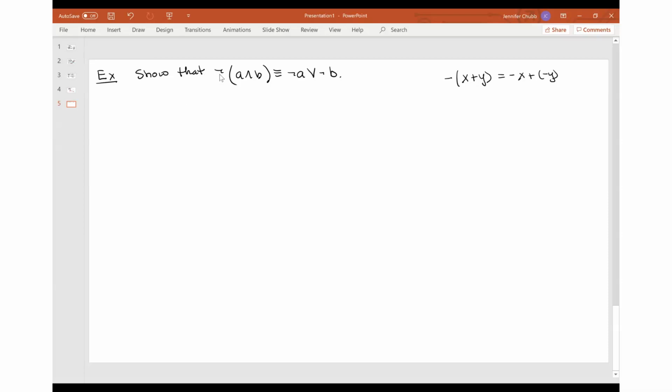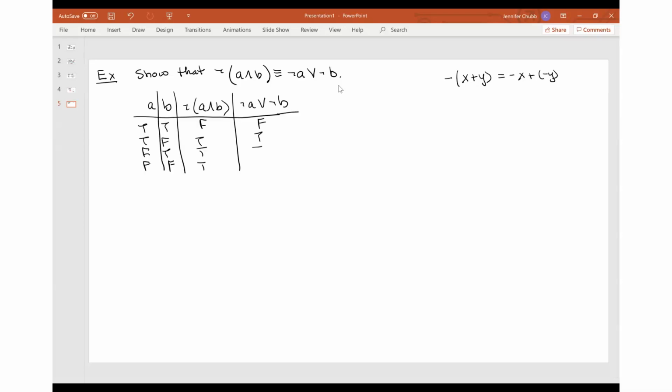This says that it's not the case that A and B are both true. So that is the same thing as saying at least one of them has to be false. It's not the case that they're both true. That's the same thing as saying at least one of them has to be false, right? All right, so this makes sense, and we can convince ourselves it's true without making a truth table. But if we really want to prove it, we want to make a truth table.